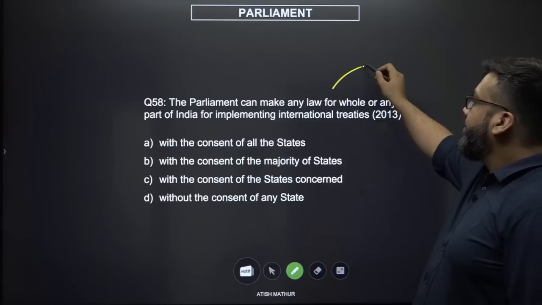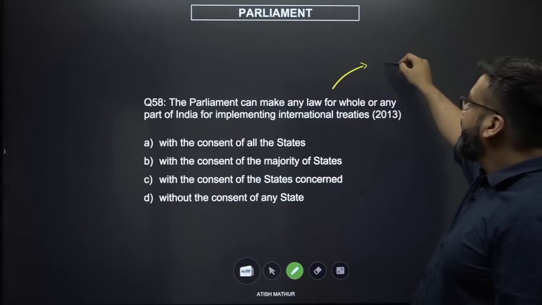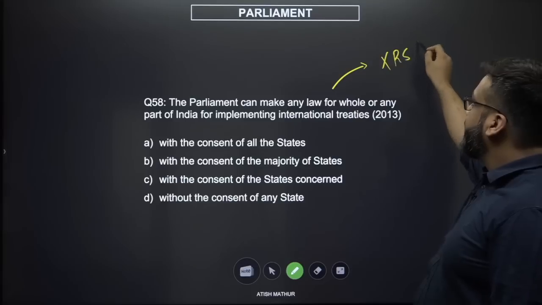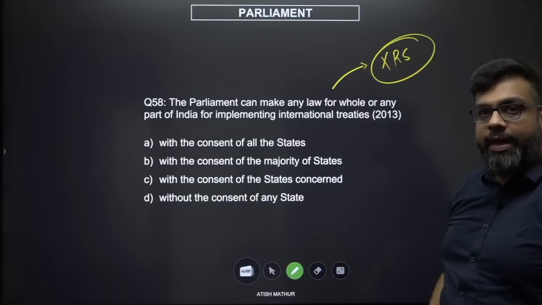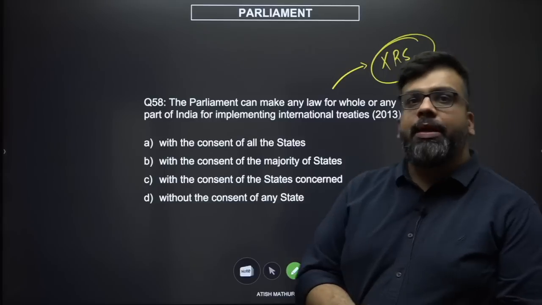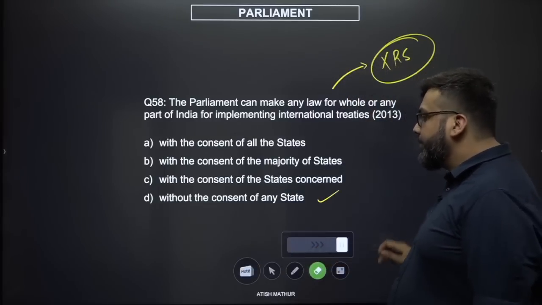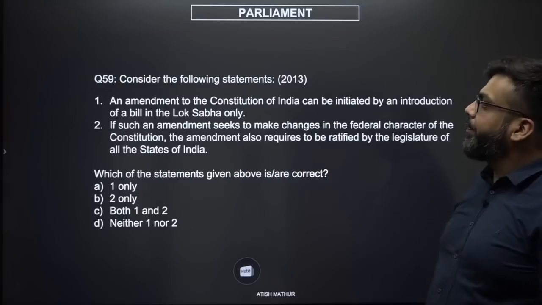We know that the Parliament can make any law for implementing an international treaty. You don't even need a Rajya Sabha authorization for the same, because you have ratified an international document, and implementing foreign policy is a subject matter of the union list, and therefore you can do this without the consent of the states. A simple question.